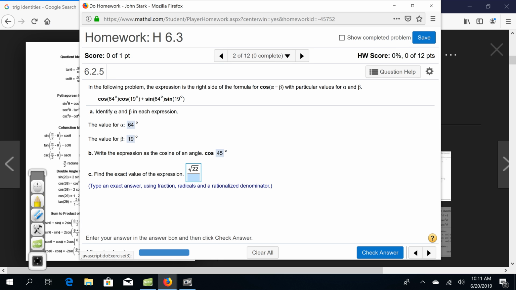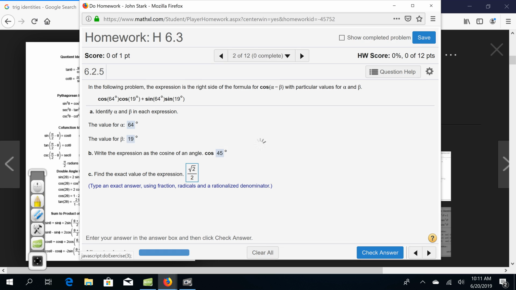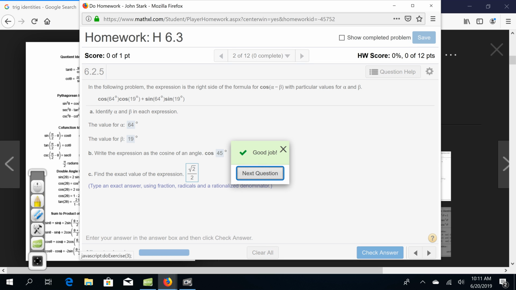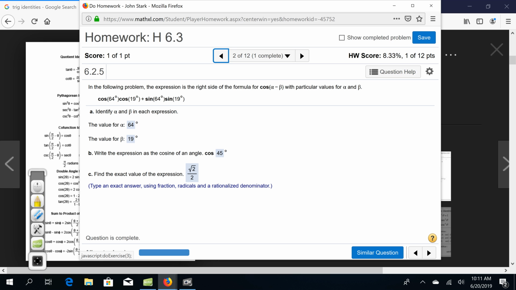Uh-oh. Sorry. There we go. Now we get the right answer. Okay, so we're using these sum and difference identities to kind of figure out the answers to these problems. Right. Hopefully this will help you as you work throughout section 6.2 homework.